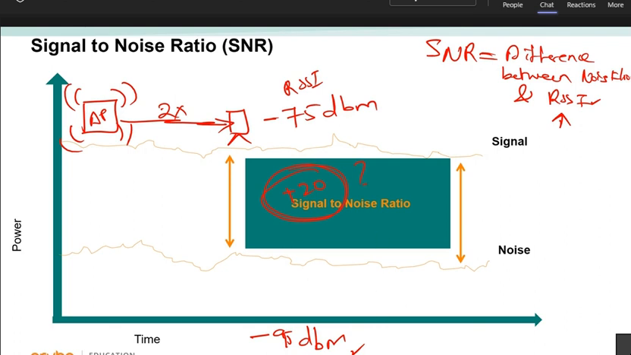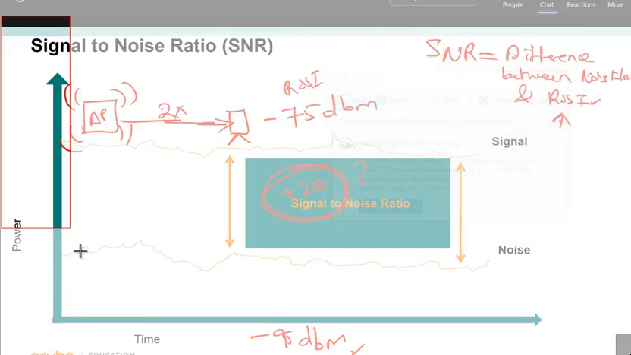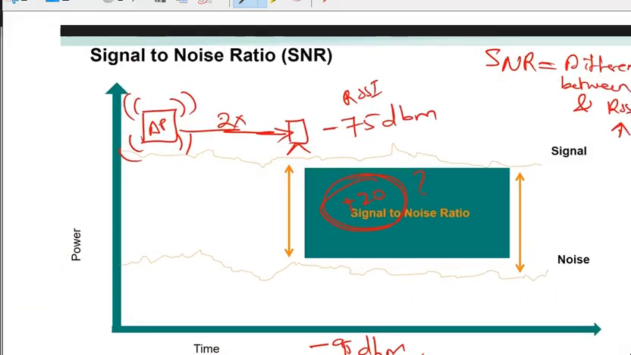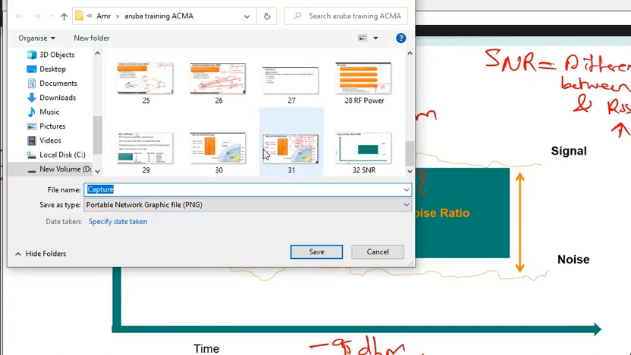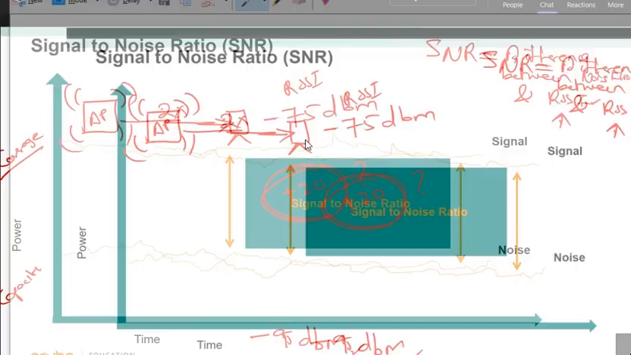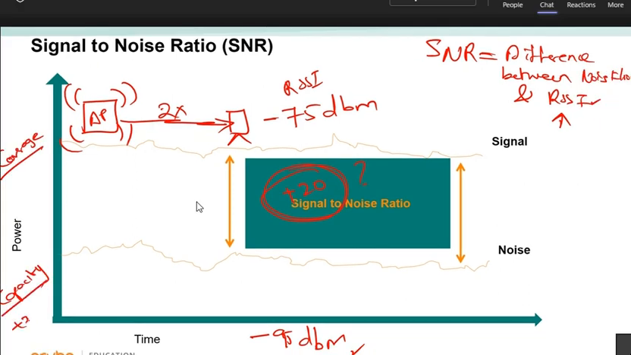Every vendor, Aruba, has also given certain recommended values based on your setup. If you have a coverage-based design, or a capacity-based design, the SNR value must be plus 35 or more. More the better, but minimum it should be plus 35. If you have a coverage-based design, it should be minimum plus 25. More the better. It can be 100, it can be 1000, doesn't matter. But minimum it should be plus 25 for a good coverage-based design. And for a good capacity-based design, you should get an SNR value of minimum plus 30.